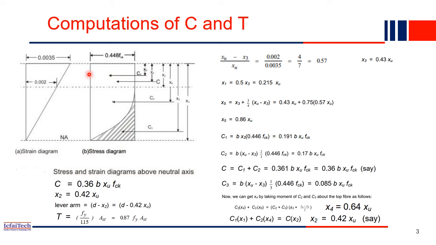X2 is the CG of this entire area. The CG of this entire area is acting here at capital C, that we are finding out, and this distance is X2. So our main objective is to find out what C and the X2 value are, and also the T value, this total tension value. X3 is up to this point, X4 is the CG of this portion, X5 is the CG of this portion, and the total depth of the neutral axis is Xu, right? That's what we discussed in the last slide also.